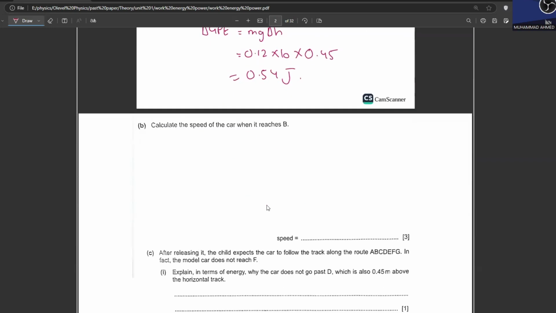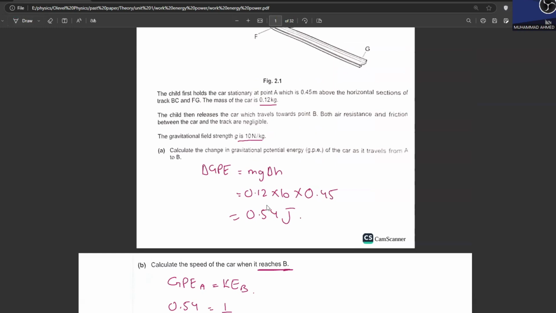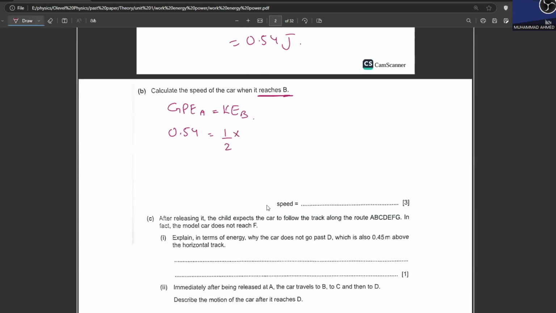Calculate the speed of the car when it reaches B. So what can we say? Gravitational potential energy at A is equal to the kinetic energy at B. The gravitational potential energy we are already given, 0.54, is equal to the kinetic energy, 1 upon 2 m v squared. What is mass? Mass is 0.12. So 0.54 into 2 divided by 0.12, then take a square root here. This comes out to be 3. The velocity at B comes out to be 3 m s^-1.